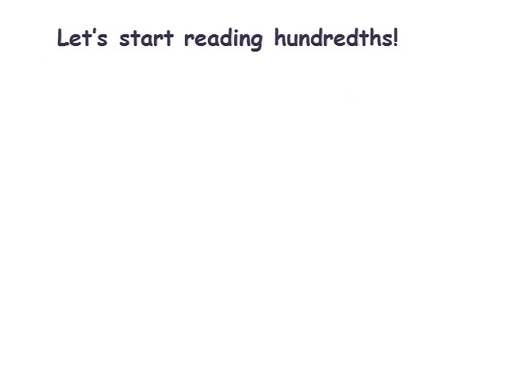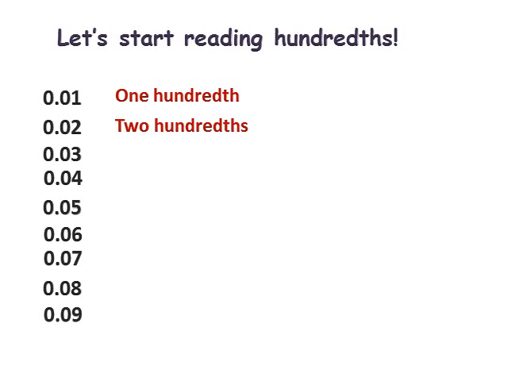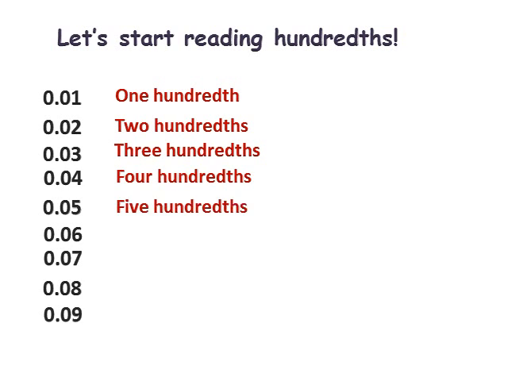Okay, so let's start reading hundredths. This is just like when you read ones, you say 1, 2, 3, 4, 5, 6, 7, 8, 9, 10, and so on. Now let's start reading hundredths. So this will be 1 hundredth, okay, and 2 hundredths, and so on. So can you see that? All the way up to 9.